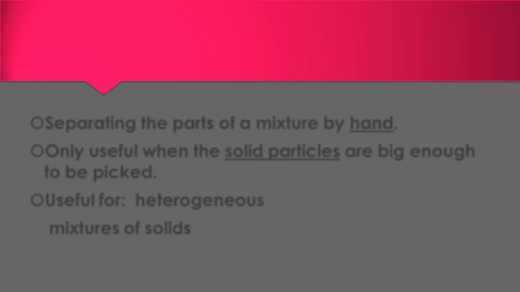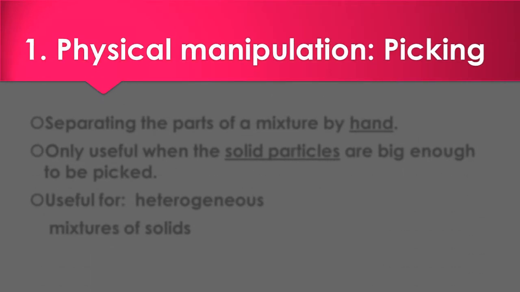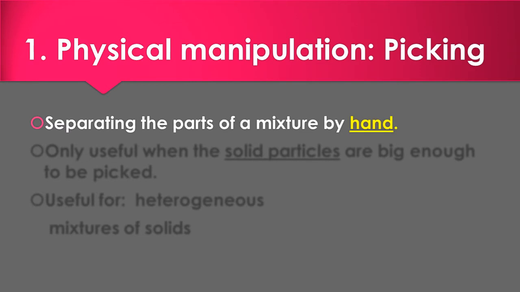So let's begin with the first method, which is physical manipulation. Wow, that's a long word, but actually it's the same as the word picking. So when we pick, we use our hands. So it's a process of separating parts of a mixture by hand.